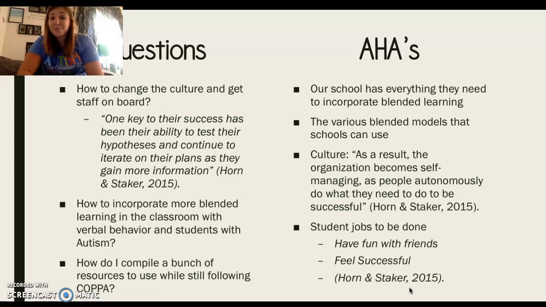Culture, as a result, the organization becomes self-managing as people autonomously do what they need to be successful. And student jobs to be done: making sure students have fun with friends and feel successful.